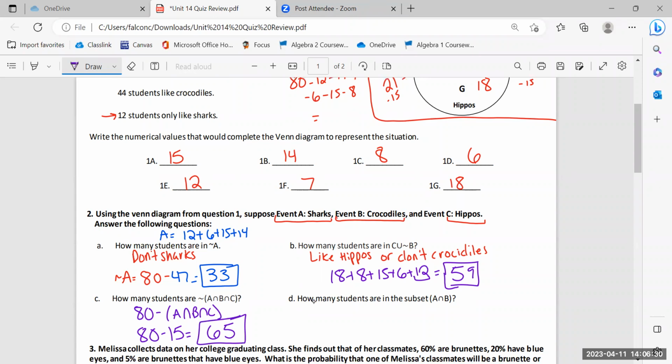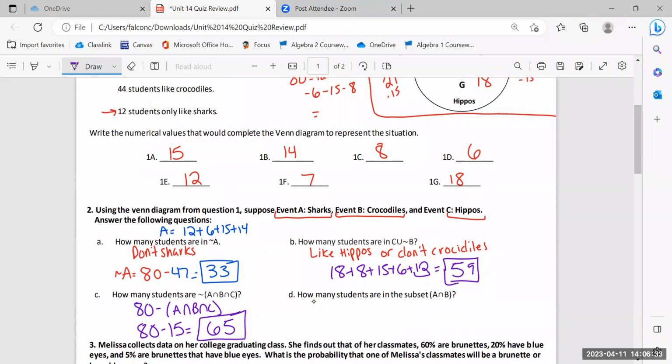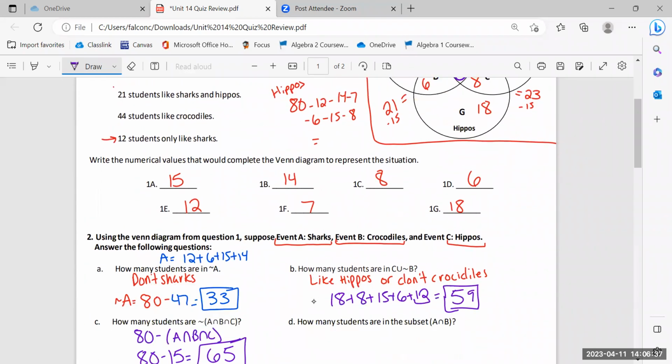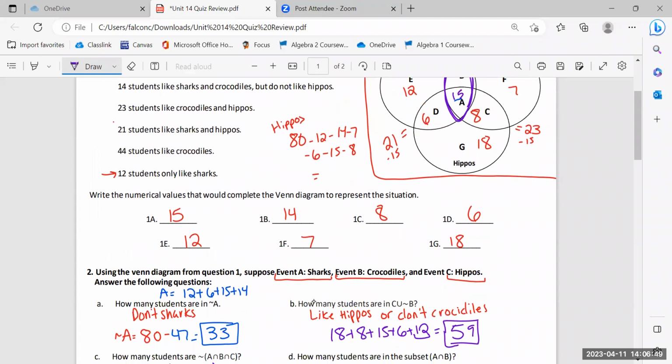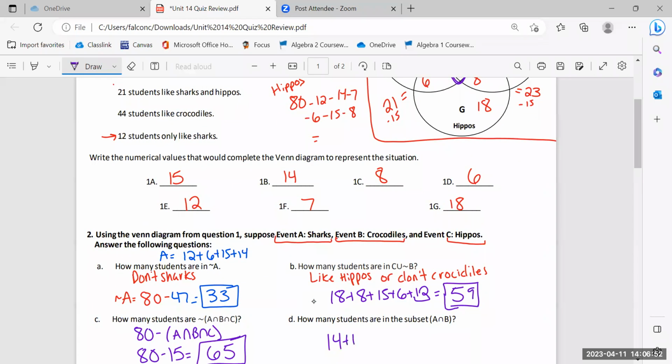All right, and then our last one, D, says how many students are in the subset A and B? A and B is sharks and crocodiles. So we're going to look where they cross. They cross right here. This is the intersection of A and B. So 14 and 15. We want 14 plus 15, which would be 29.